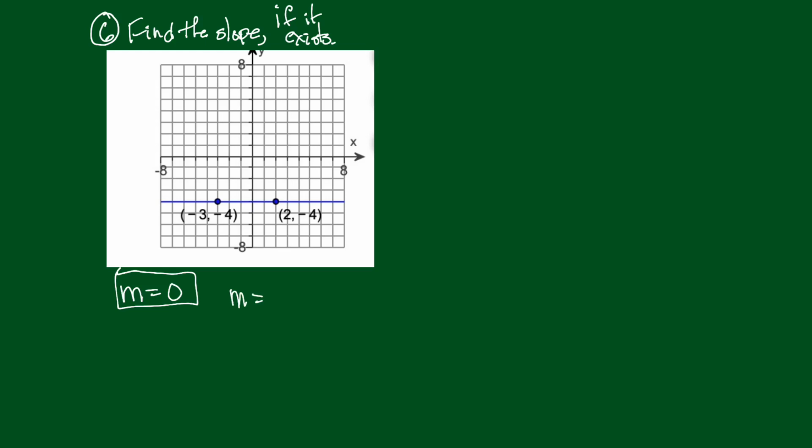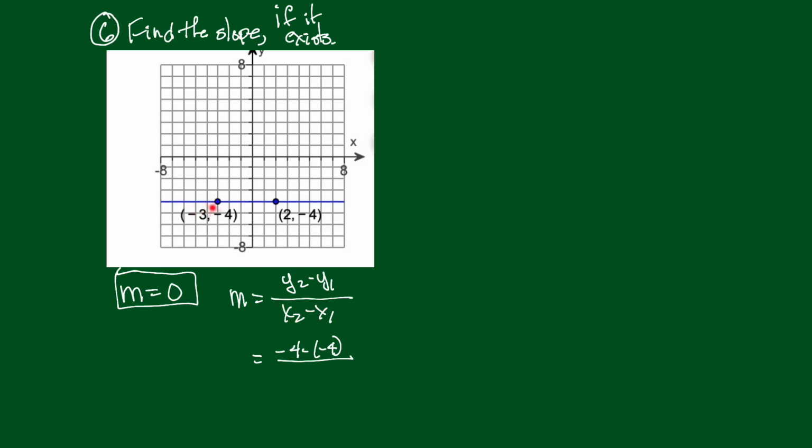Here's the slope formula. y2 minus y1 over x2 minus x1. Now, just go left to right. What's the second y minus the first y? Well, as I look left to right, here's the second y. Right, there's the second y. Here's the first y. So I'm going to get negative 4 minus negative 4 over the second x minus the first x.